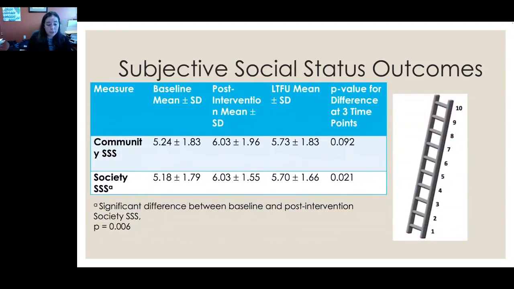Now, for subjective social status, we did not see a significant change across time points for community subjective social status, but we did see a significant change across time for society subjective social status. And when we did the pairwise comparisons, it showed that society subjective social status increased significantly from baseline to post-intervention, but there was no change from post-intervention to long-term follow-up. So there was a change in SSS.